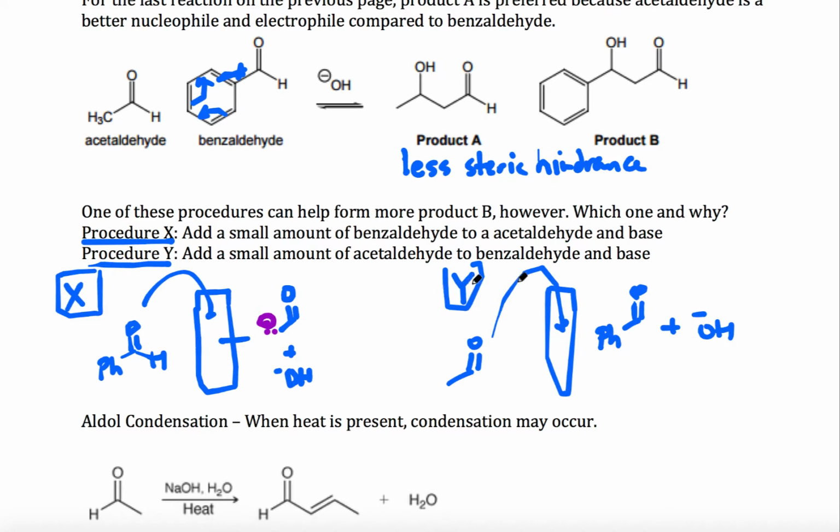But look at procedure Y. This has no alpha hydrogen, so it can't really start to make enolate.